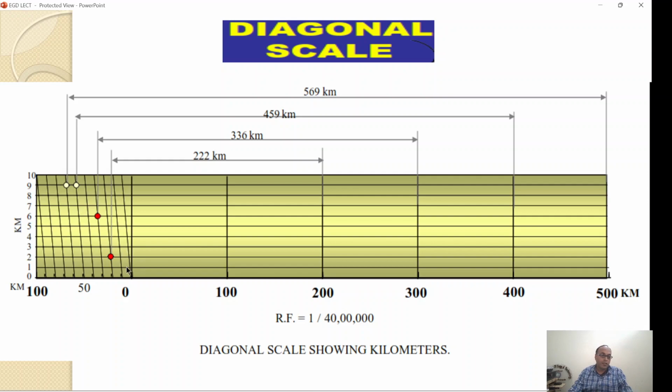And after that we have to divide the upper line. You can see here the upper portion of the line is divided into 10 equal parts, similar to the lower one.